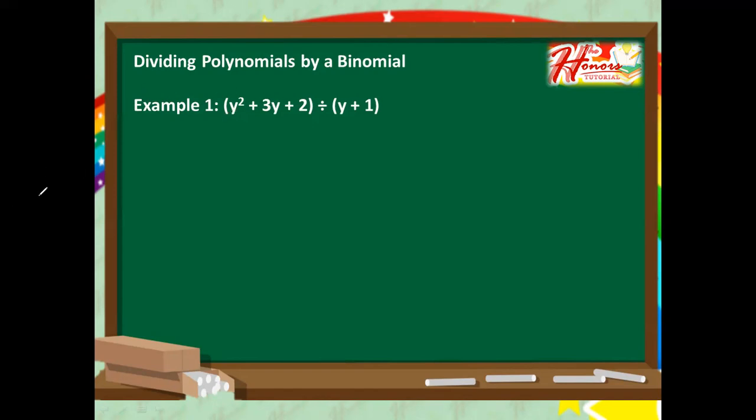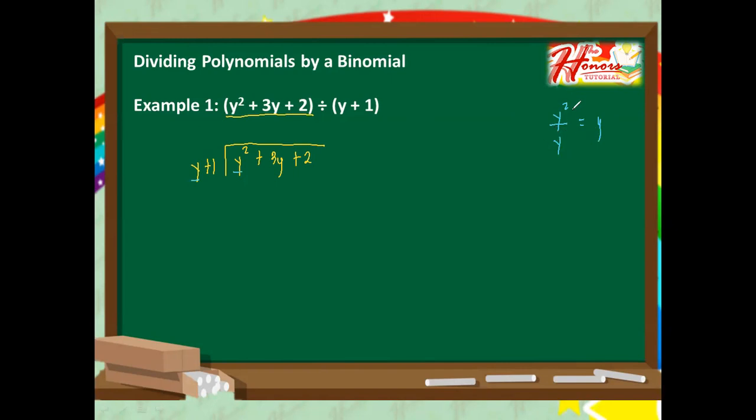Y squared, the first given, y squared plus 3y plus 2 should be our dividend here. So it will become y squared plus 3y plus 2 divided by y plus 1. So what are we going to do next? You have to divide y squared and y. So that is y squared, let me write it here, divided by y. And that is equal to y.